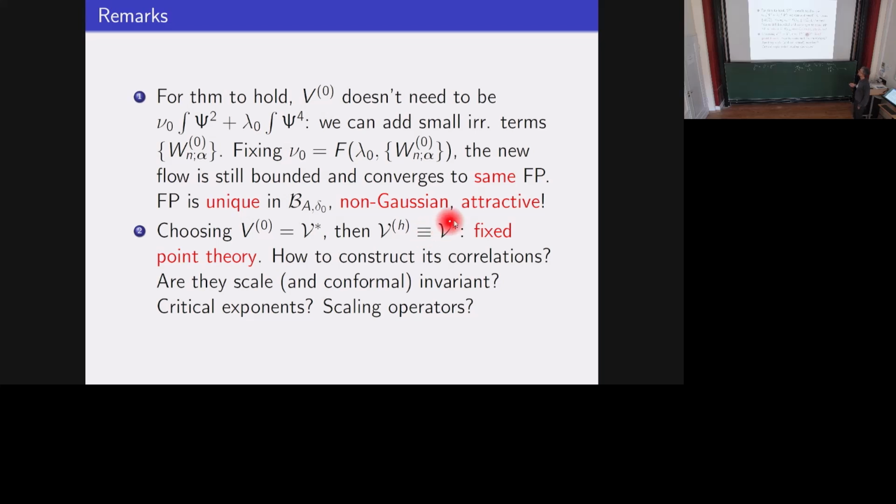So, motivated by this, we can decide to look at the theory in which the bare potential is the fixed point potential. This is the closest possible theory to the CFT that we would ideally like to associate with this. We would like to fix the potential to the fixed point potential and understand its correlation functions. So are these correlation functions scale invariant? Are they conformal invariant? What are the critical exponents? What are the scaling operators? These are the natural questions we can ask now in this theory.